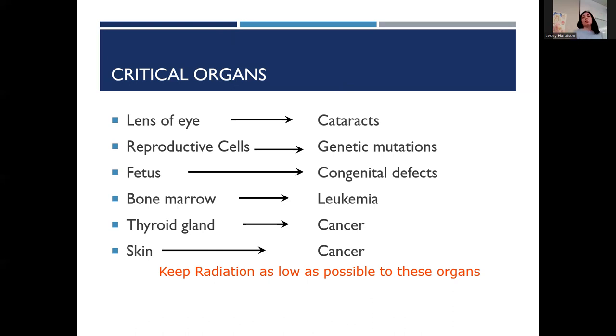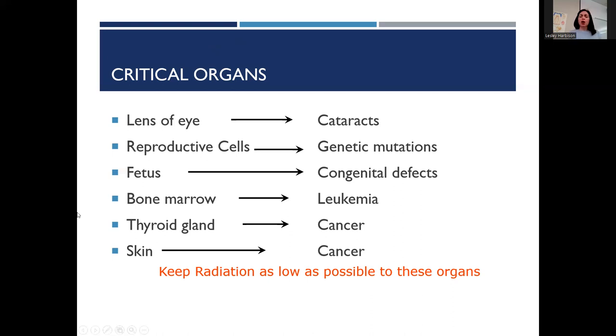We're not going to be the ones to over radiate, but these are the things that can happen when there's too much radiation. Lens of the eye can develop cataracts, reproductive cells, genetic mutations. A fetus can have congenital defects, bone marrow, leukemia, especially in children. Thyroid gland, you can get thyroid cancer. Skin, you can get cancer. Skin is also not particularly highly radiosensitive.